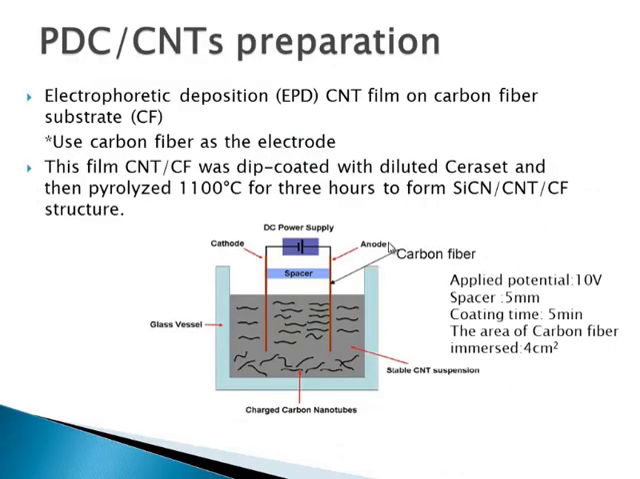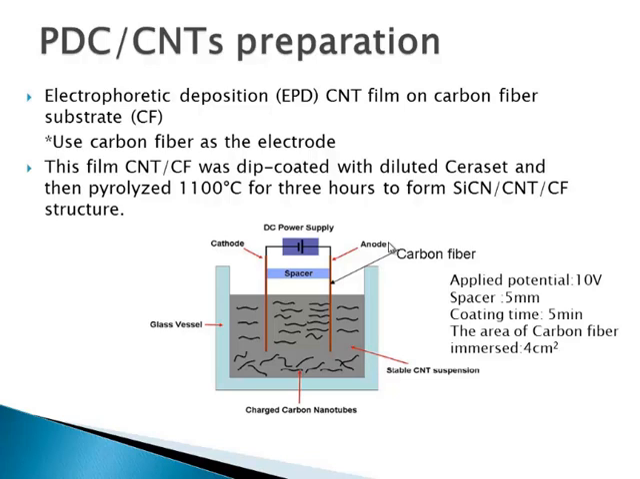So how did we prepare the samples? We used an easy method. We used a carbon fiber substrate that you can easily find on the market, and then we deposited with electrophoretic deposition, as you can see. We use the carbon fiber as an electrode, and we mainly dip coated the Ceraset, which is a polysiloxane, in a diluted form, and pyrolyzed it at 1100 degrees.